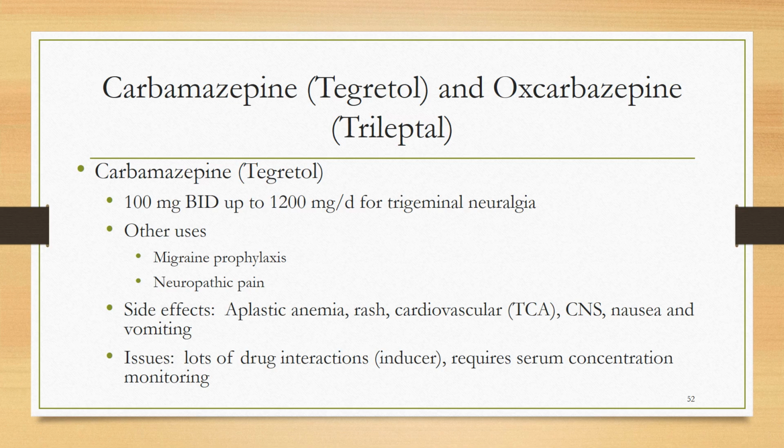Things to monitor here, so you want to monitor a complete blood count because you can get aplastic anemia, you can get a rash. There are some cardiovascular side effects, CNS, nausea, and vomiting. Carbamazepine is actually one of the big drug inducers, and so if you induce a drug's metabolism, you lower the serum concentration, unless it's a prodrug, in which case you're increasing the serum concentration. So you just want to be careful. You can also do something called therapeutic drug monitoring, where you check levels on carbamazepine to look for a specific level, specific therapeutic target.